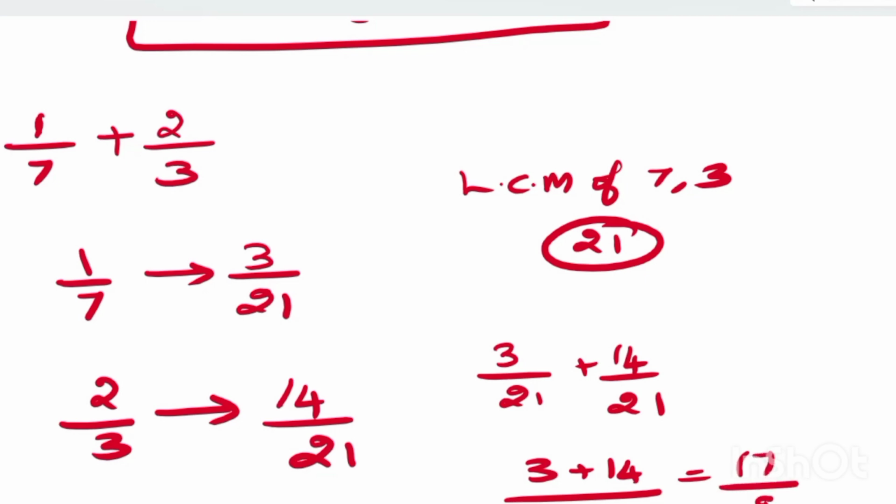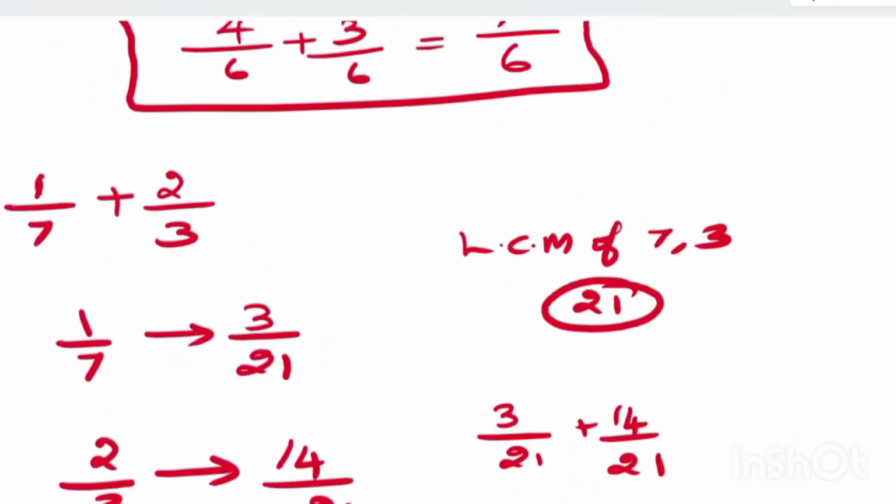17 by 21. Okay, so the same goes when you have 3 fractions or more than 3 fractions or 5 fractions, 6 fractions. This is the same method by which you have to do. You have to convert the denominators into same numbers and then further proceed with the addition. Okay, so we'll see an example of adding unlike fractions more than 2.